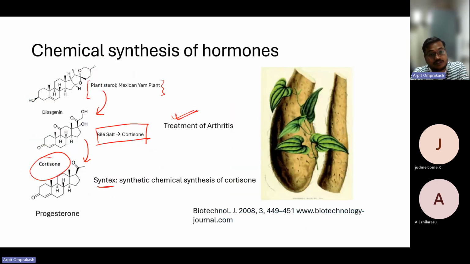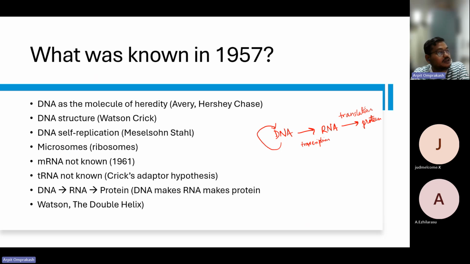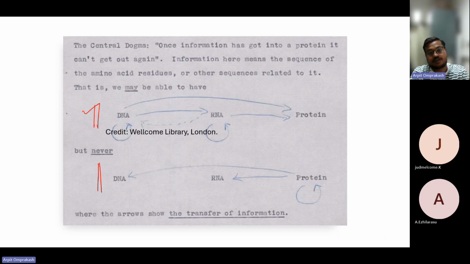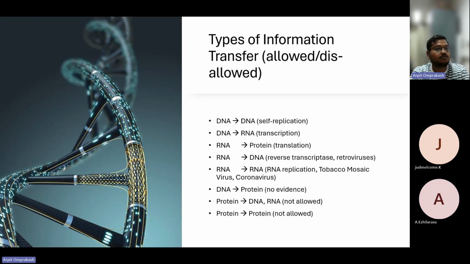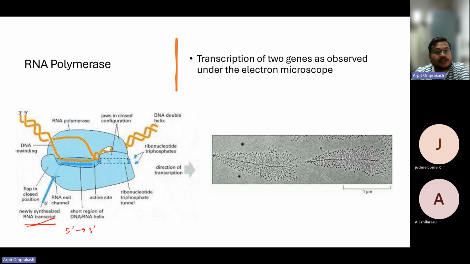Then we talked about the chemical synthesis of hormones. Lipids like cholesterol are the starting point for our hormones, such as cortisol, and we talked about how they are chemically synthesized from other sources. Then we talked about the central dogma, which was proposed by Crick, and what kind of transfer of information is allowed and what is not. Then what is the benefit of having RNA as an intermediary?